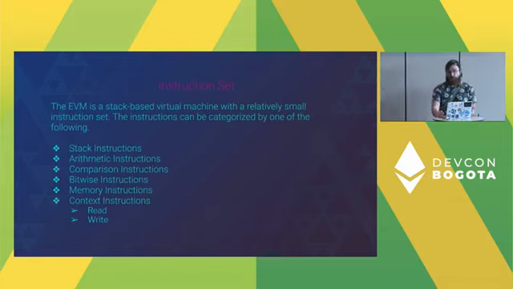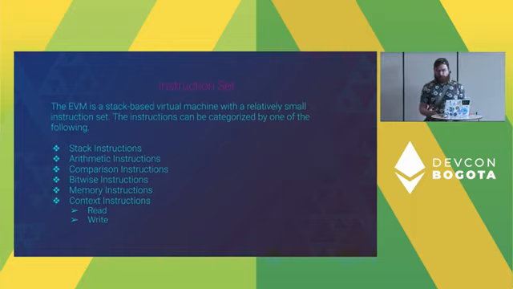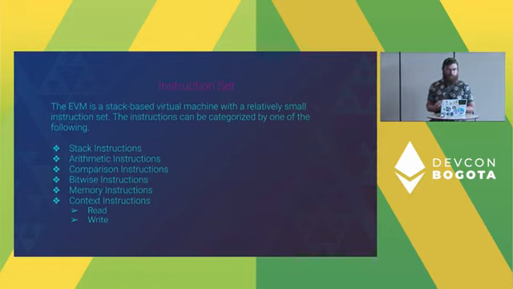So first up, we're going to talk about the instruction set. The EVM is a stack-based virtual machine with a relatively small instruction set. And these instructions can be categorized by one of the following, roughly. First is stack instructions. So these are things that have to do with the stack, the values that are on the stack, and swapping, duplicating, things like this.